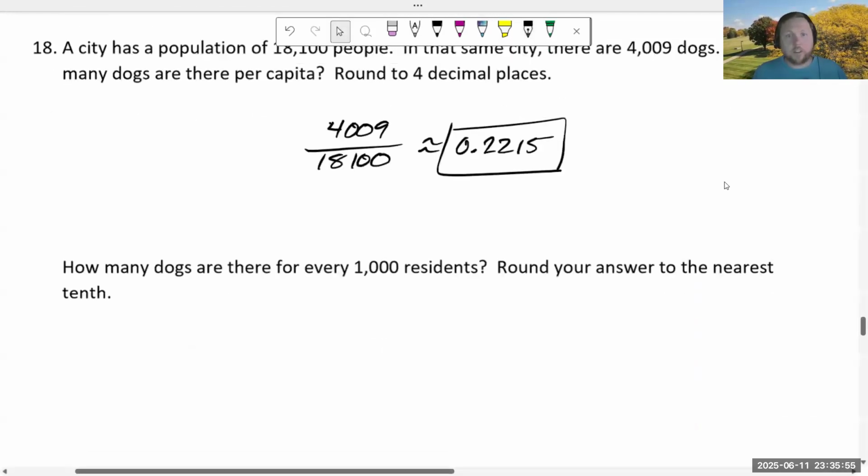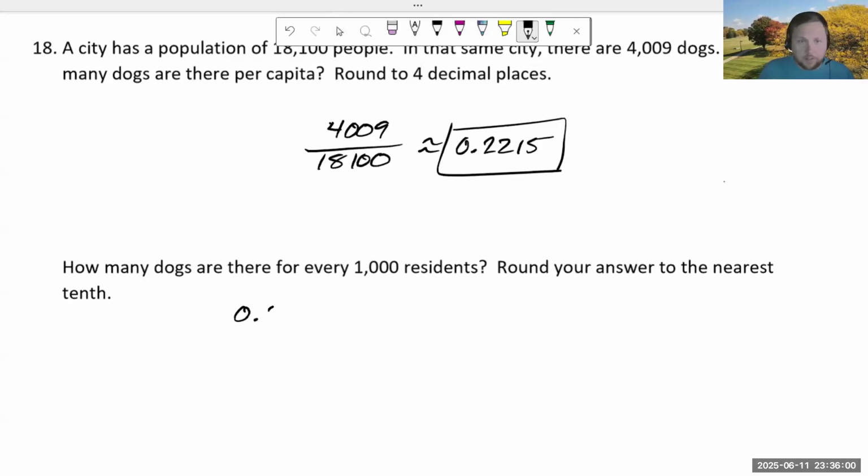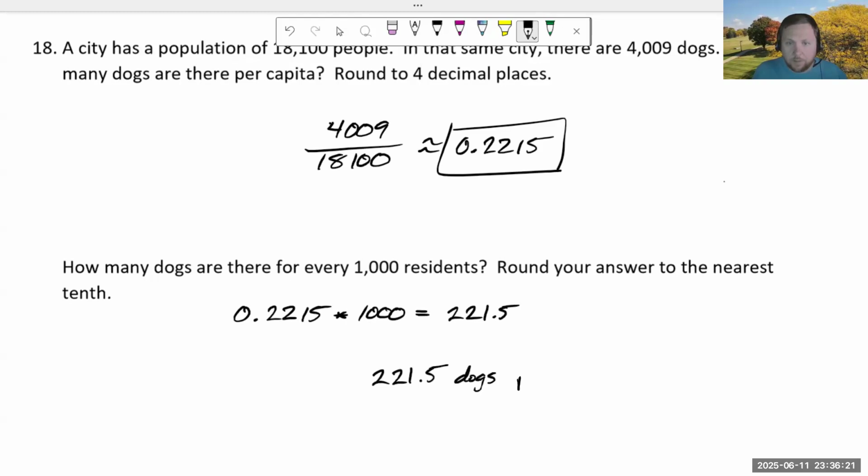Okay. How many dogs are there for every 1,000 residents? So I'm going to take my previous answer and I'm going to multiply it by 1,000. So I have 221.5. And to be a bit more descriptive of that, that's going to be 221.5 dogs per 1,000 people.